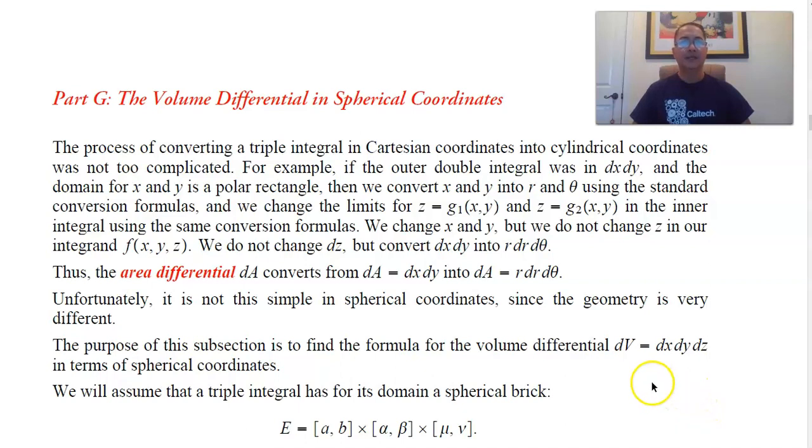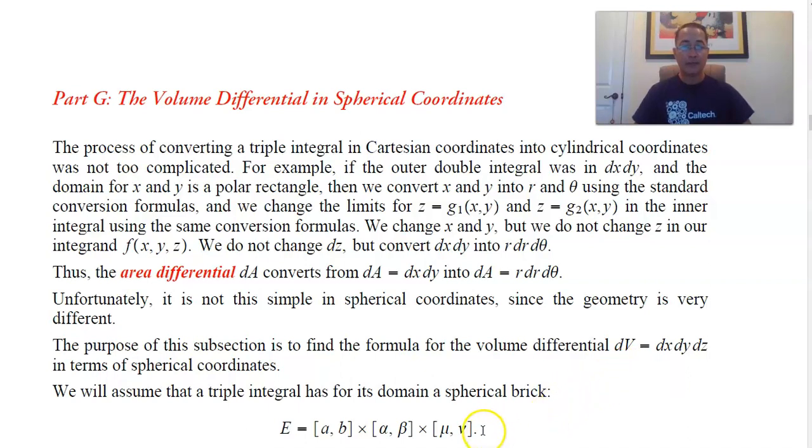As I said in the last video, it's a little bit like what we did in chapter 2, where we converted the area differential dA, which is usually dx dy in Cartesian, into r dr d theta. And of course, we also just did triple integrals in cylindrical coordinates. So now we're going to look at the volume differential dV, which is usually dx dy dz in Cartesian, and maybe r dr d theta dz in cylindrical, but it's going to be very, very different in spherical coordinates.